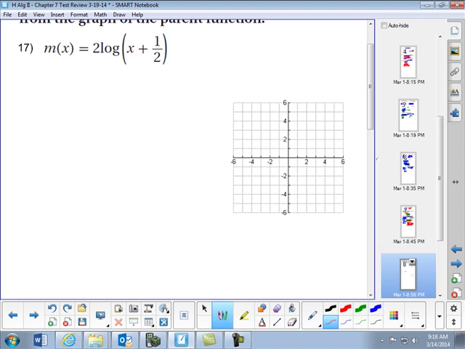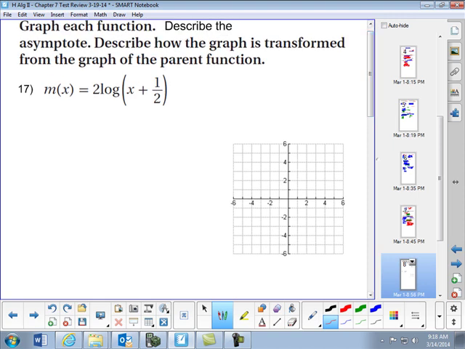Okay, so this one, let's go ahead and talk about it. It says graph the function, describe the asymptote, or give me the equation of the asymptote. By describe the asymptote, we want the equation of the asymptote, and then tell me how it's transformed. Sometimes I like to start with how is it transformed first. So I'm looking at this. The parent function, remember the parent function for this would be f of x equals the log of x. So this is a log function, so we know it's going to go like this, and we know it's going to have a starting asymptote right on that y-axis.